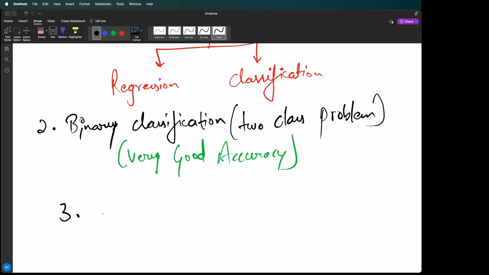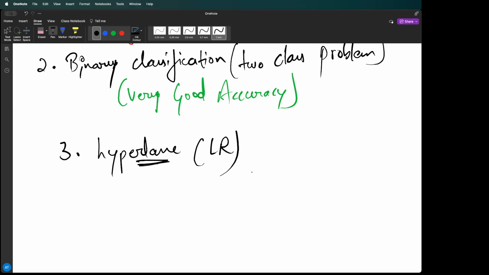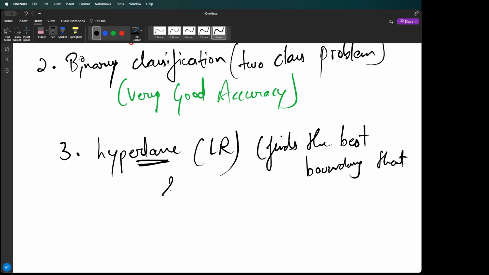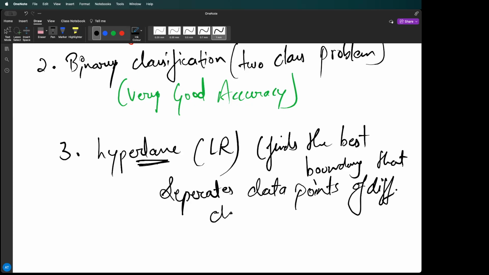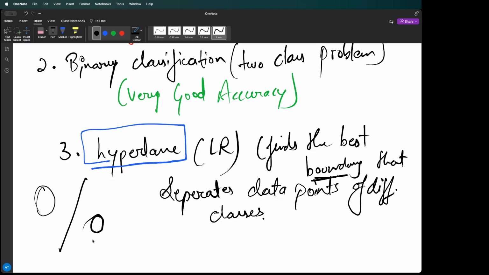The third part is there is one concept of hyperplane. You can correlate this with linear regression; it is nearly the same concept. It finds the best boundary that separates data points of different classes, like the best fit line. There is one term known as hyperplane. We'll come to know about this, but the basic part is it finds the one boundary which perfectly separates the two classes.